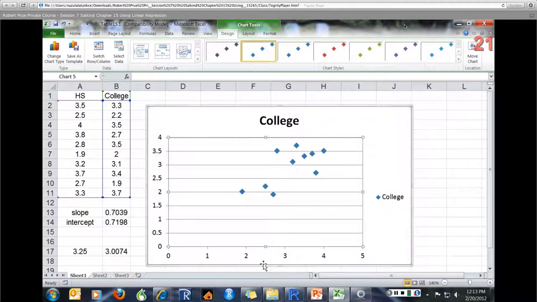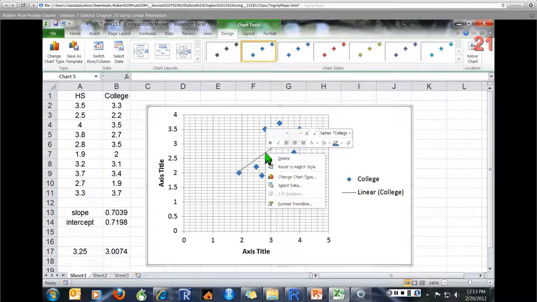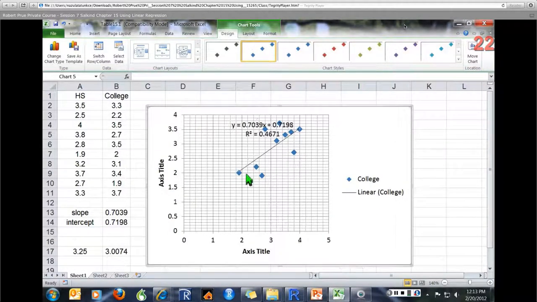So we could change it a little bit to get ourselves some labels. We could change our label down here. And notice what happened. It put my line in there, just like that. So I'm going to format my trend line and see what it does. If I display the equation, it gives me my intercept up here. So it's a wonderful thing. So I can put my titles in and I can go to the bank with it.